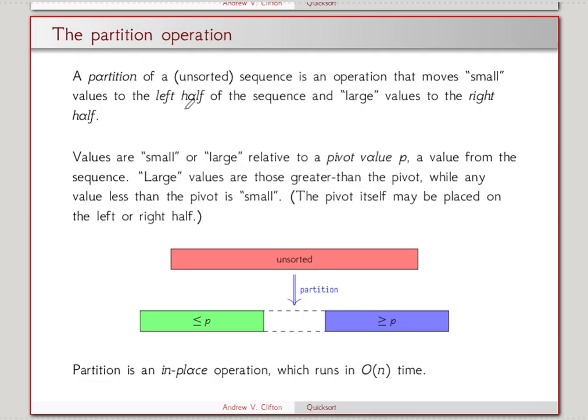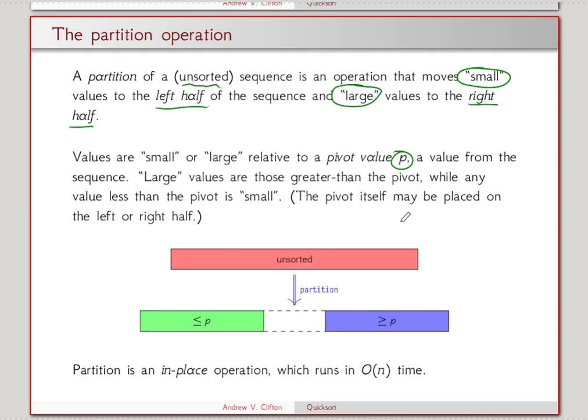So the idea of a partition is we have an unsorted sequence, right? Unlike merge sort, we don't require the input sequence to have any kind of structure to it, like for a merge or something like that. So we just have an unsorted sequence here. The partition is going to move small values to the left half and large values to the right half. We define small and large relative to a pivot value that we'll call P, and that's just going to be some value that we'll pull from the sequence. We'll talk later about how you pick the pivot value, but for right now, just assume that we've pulled some value from the sequence.